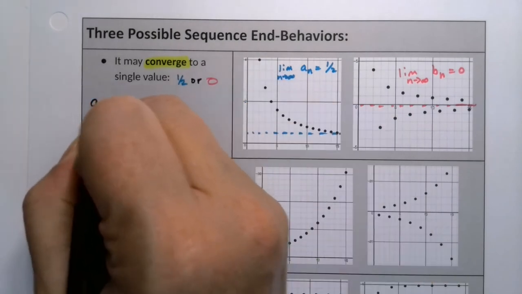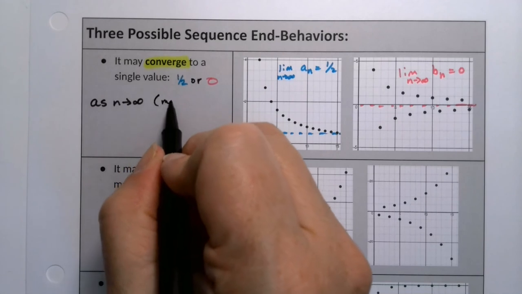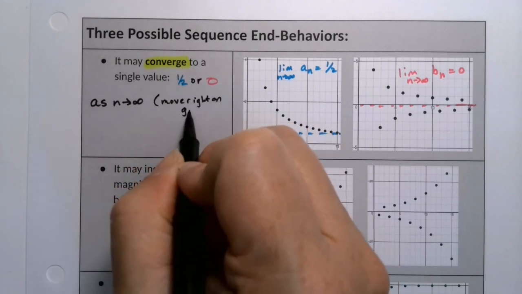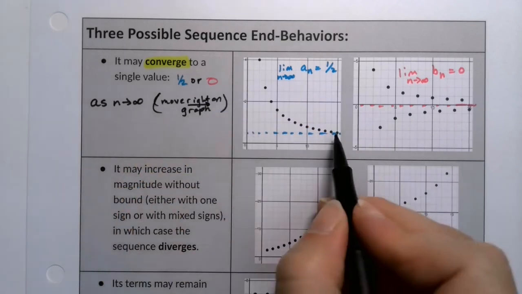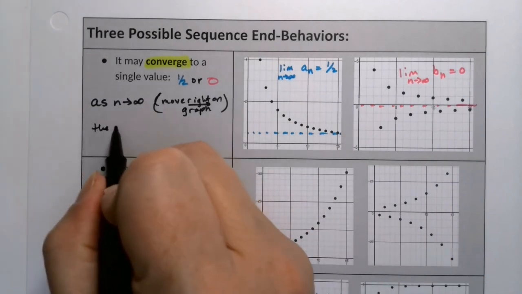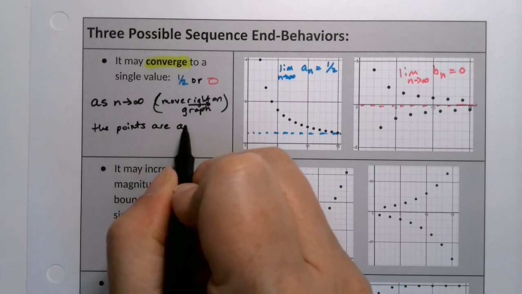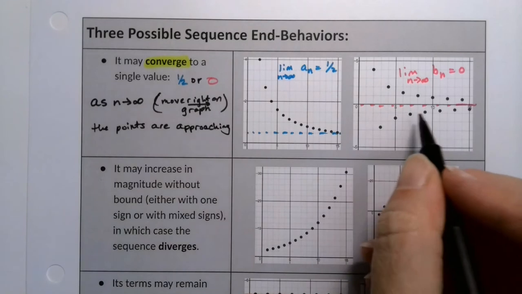So as n goes to infinity, which means you're moving right on the sequence, literally moving to the right on the graph, the points are approaching a horizontal asymptote, which you can see is what I'm drawing right there.